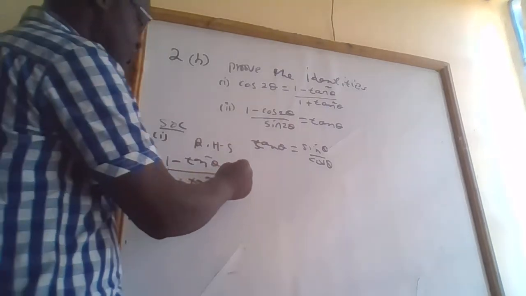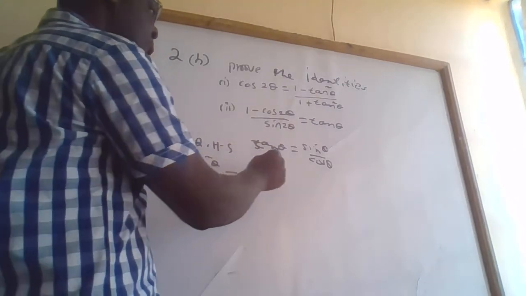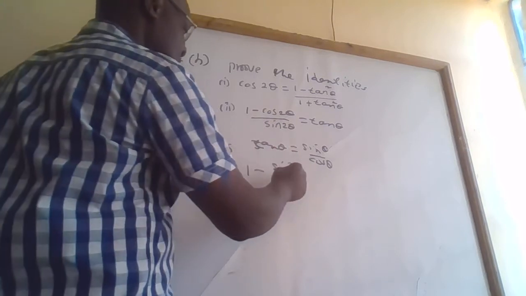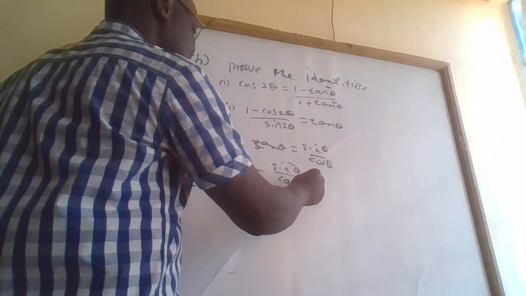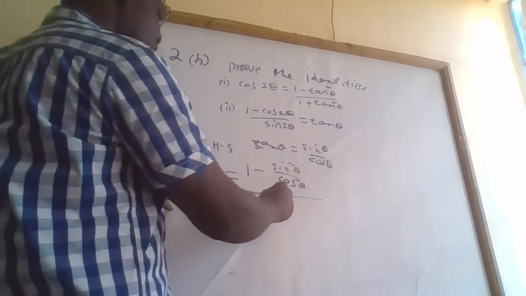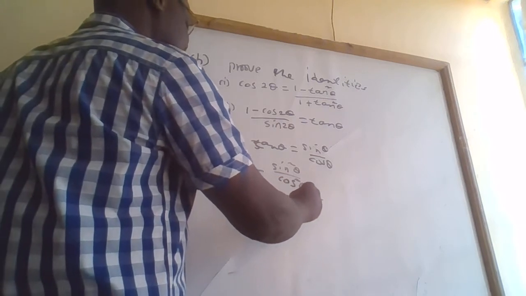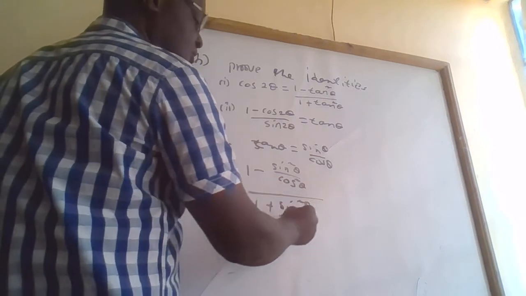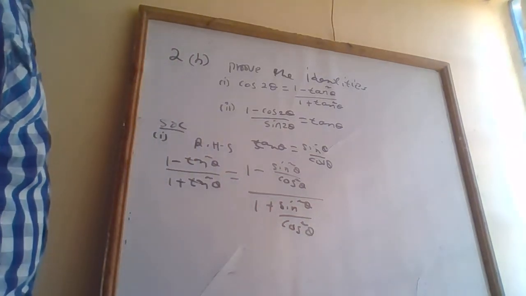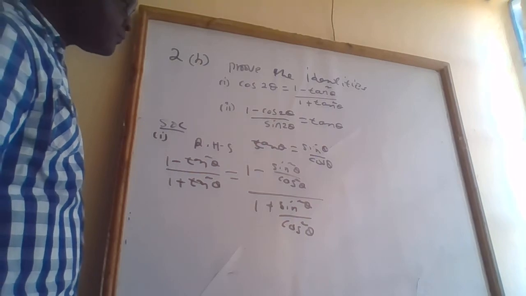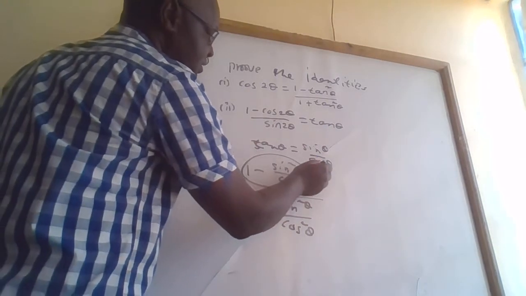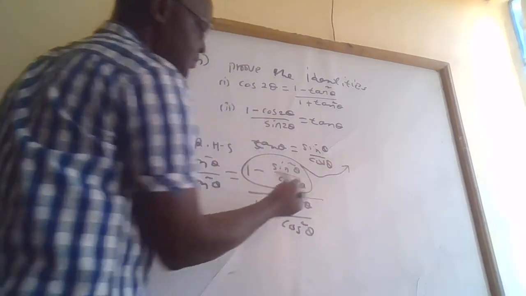Therefore, this will be equal to 1 minus sin theta squared all over cos theta squared, all over 1 plus sin theta squared all over cos theta squared. Now we can deal with the numerator first.